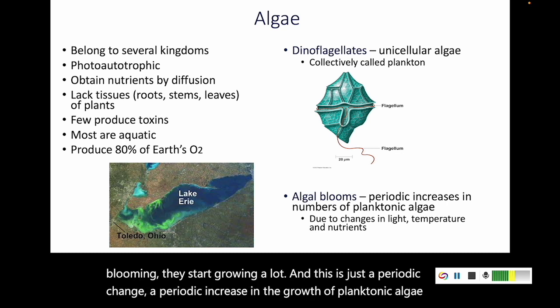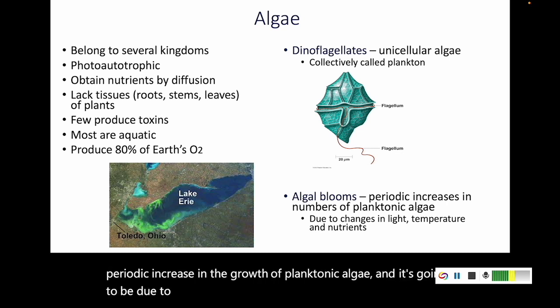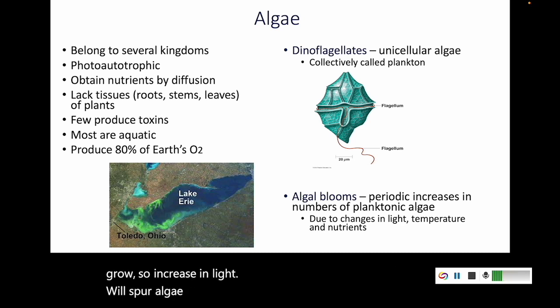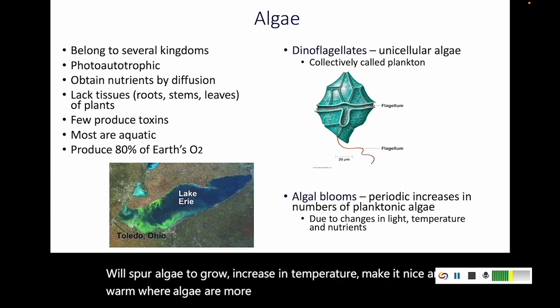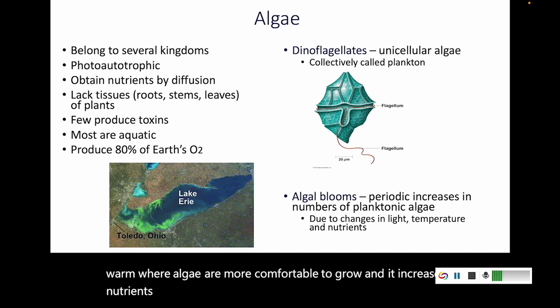And it's going to be due to an increased access to the things that that plant needs to grow. So increase in light will spur algae to grow. Increase in temperature, make it nice and warm where algae are more comfortable to grow. And an increase in nutrients that they need.